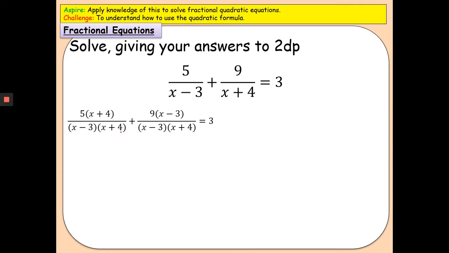But I can simplify that middle part because I've got 4x take 3x, which just leaves me an x in the middle. So you've got your 5x plus 20. You end up with x squared plus x minus 12. And you've got 9x minus 27 on top of that one.